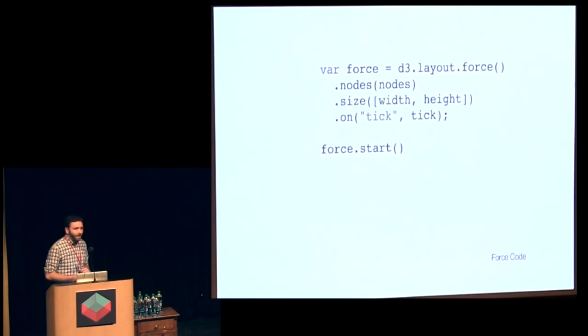To get a force layout started, it's pretty easy. You create a new instance of the force layout. You pass in your data, your nodes, as the nodes parameter, and then you start it. And we'll talk about this in a second, but you also want to listen to the tick event. And that, as we'll see, gives you access to the simulation at each iteration, at each loop of that simulation.